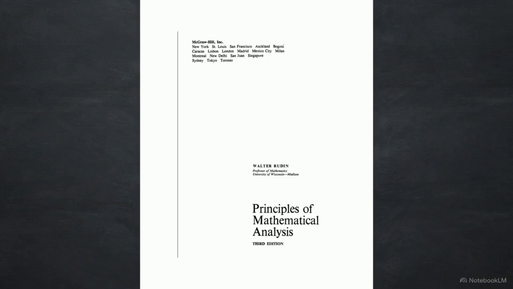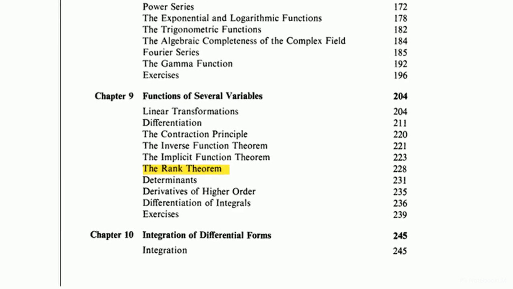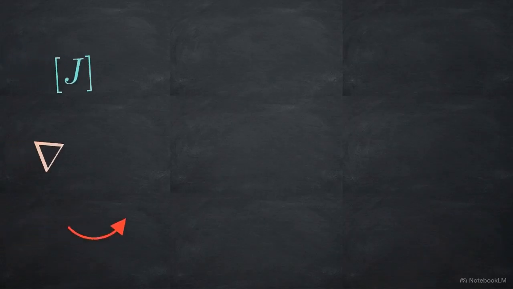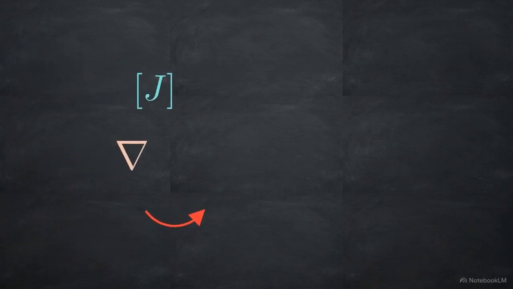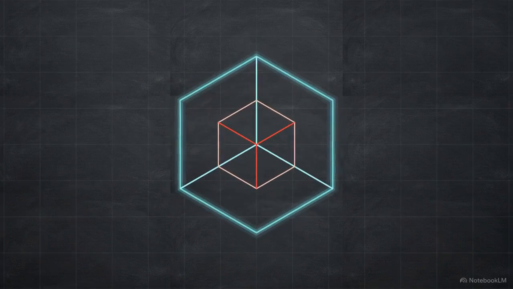To see exactly how this works, we need to consult the definitive text, Walter Rudin's Principles of Mathematical Analysis, often referred to by students simply as Baby Rudin. Specifically, we are looking at Chapter 9, which covers functions of several variables. Tucked away in this section is the formal statement of the rank theorem itself. Mastering this theorem is the critical bridge. It takes the isolated tools of basic multivariable calculus and integrates them into the foundational language of advanced differential geometry.